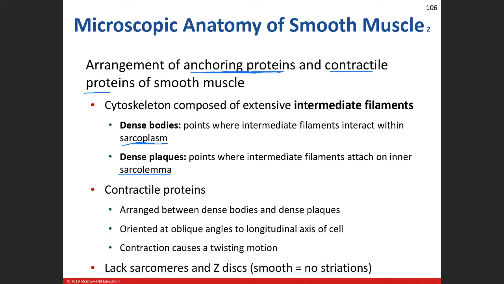So keep in mind, no striations. We do not have sarcomeres. That's a great test question. And if there are no sarcomeres, then there are obviously no Z-discs. The Z-disc is part of the sarcomere configuration, so is the M-line, so is the H-zone, the I-band, all that. So keep that in mind.